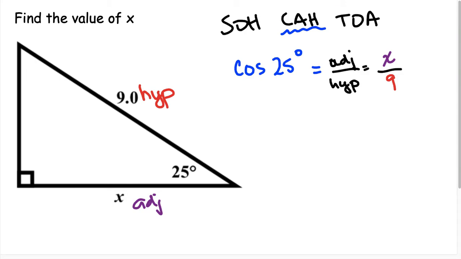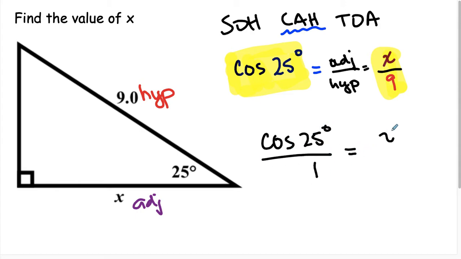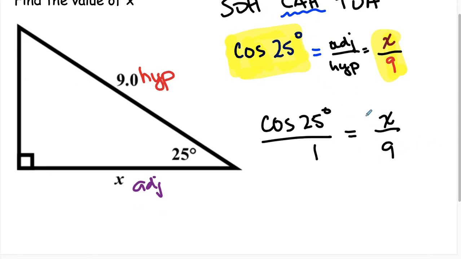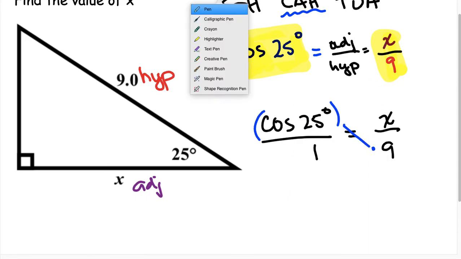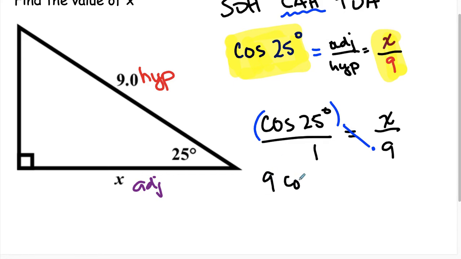So we have a ratio that we can set up. This is on the left side, and this is on the right side. Then we will have cosine of 25 degrees over 1 is equal to x over 9. At this point, we will again cross multiply: 9 times cosine of 25 degrees is equal to x.